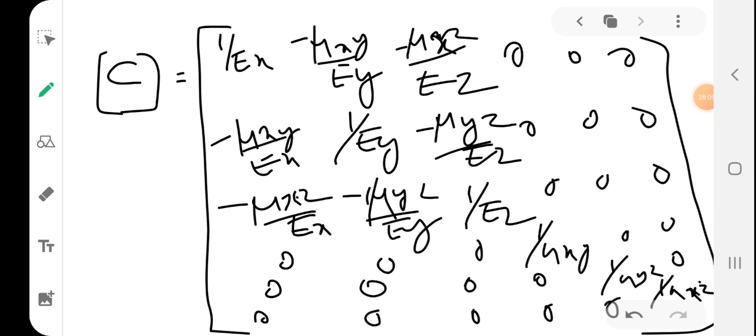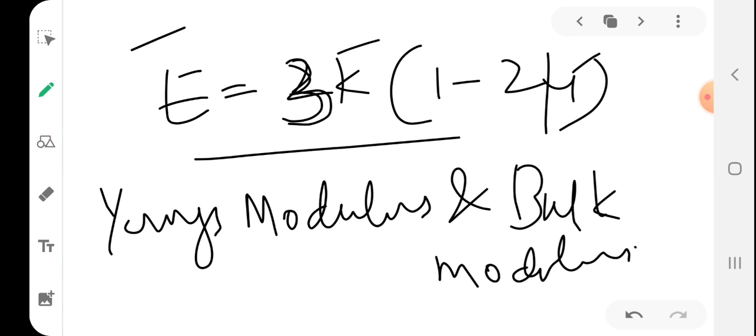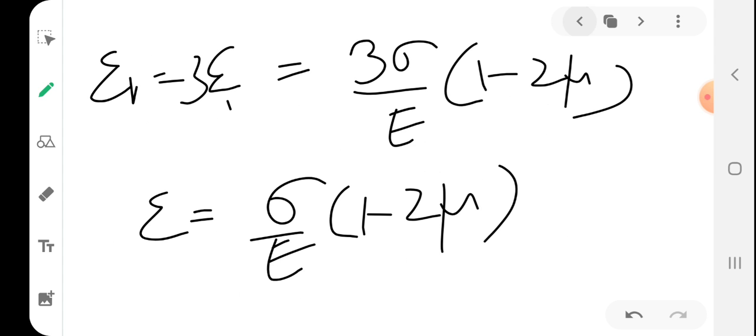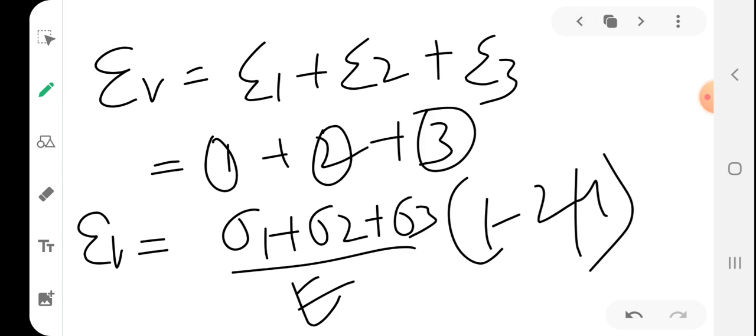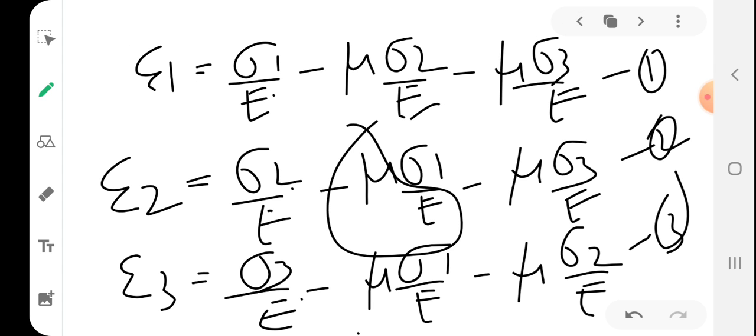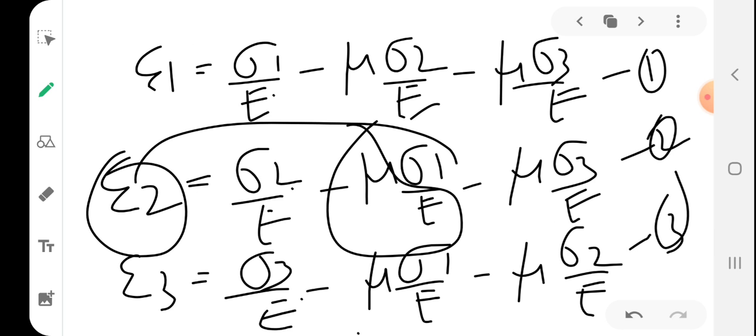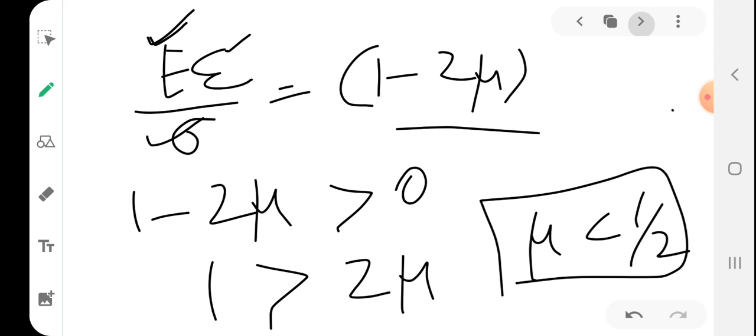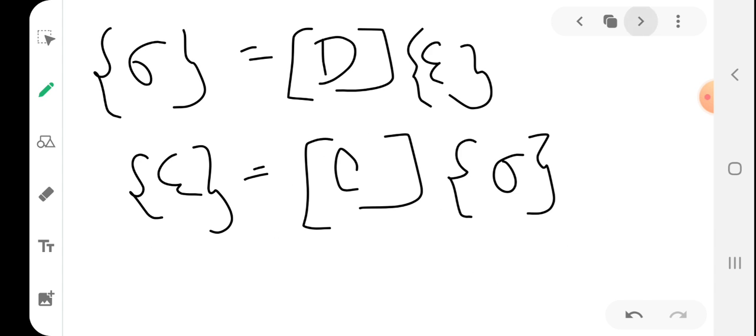So you know why these mu xy, mu xz by E terms come, right? Because you can see in all these equations there are mu by E terms. So that is how epsilon 2 is connected to sigma 2 and sigma 1. So all are interrelated. Every term is interrelated. So there is a 1/E term, mu by E terms, and later you can also see 1/G terms coming into play.